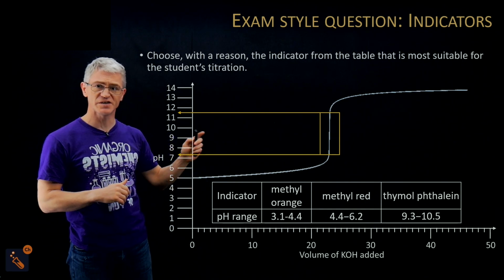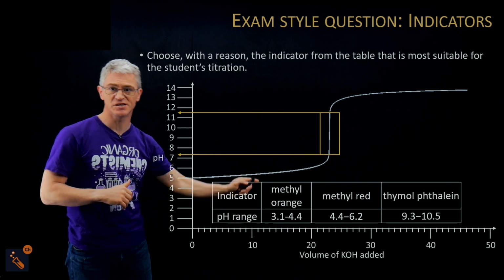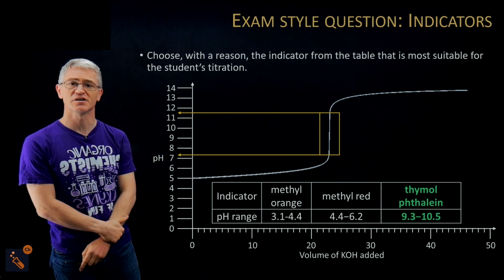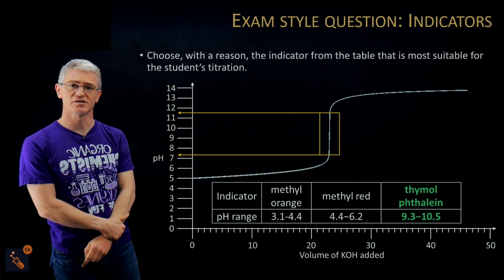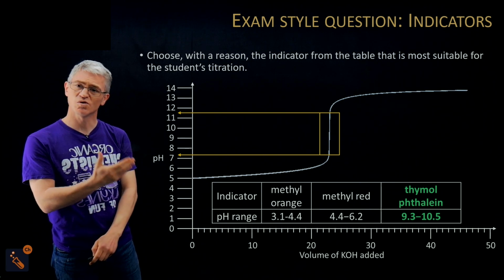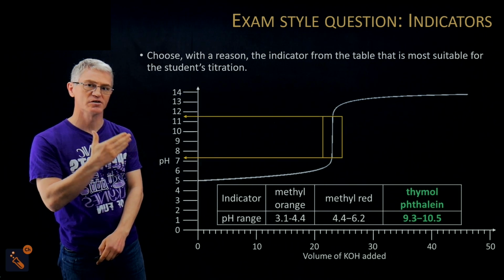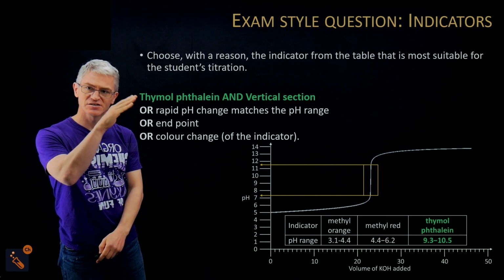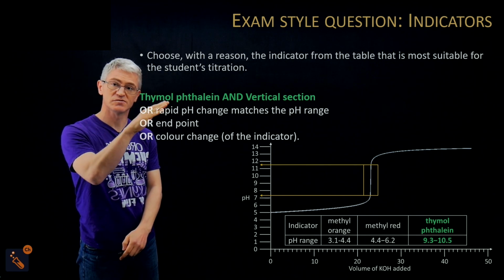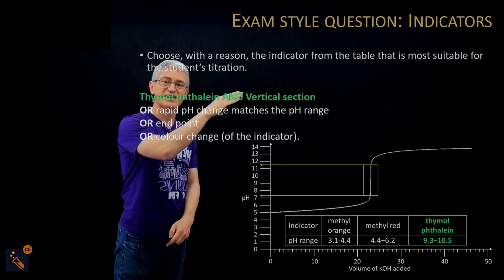Which one of these fits? Which one of these ranges fits within this vertical section? Well, it is thymethylene, okay? So thymethylene. Now, if that is the case, what's the actual exam answer for this? You've chosen the one, so you'll get 1 mark, but what's the actual answer? It's thymethylene, so choose, you've chosen, with a reason, and the vertical section.